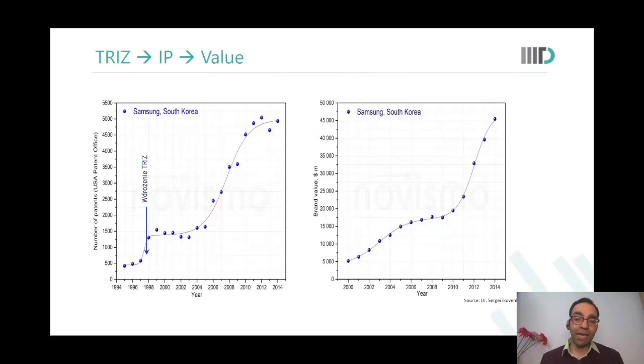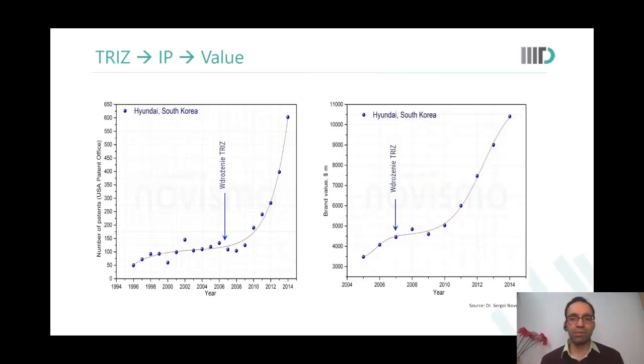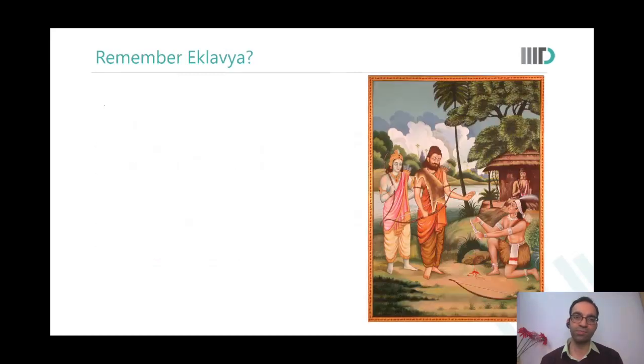And analysis of, for example, the value of Samsung, the number of patents and the overall market cap of Samsung, the brand value of Samsung. If you look at that, you see that there is a very clear correlation between when TRIZ was applied, when patents started to increase, and the overall valuation of Samsung as a company. A similar trend was observed in Hyundai. So companies have observed that their value increases when they apply inventive principles using TRIZ. This is some food for thought.